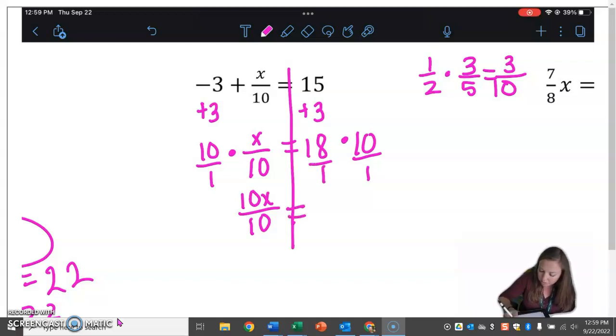We can do the same thing with this one. That's just going to be 180 over 1. And then again, 10 divided by 10 is 1.